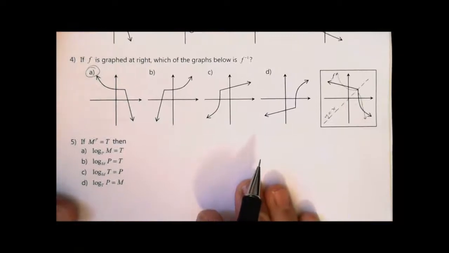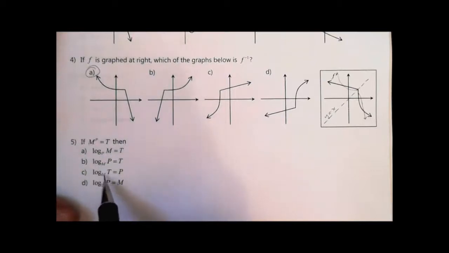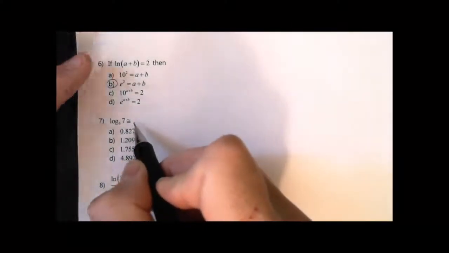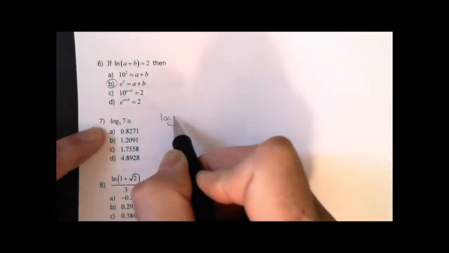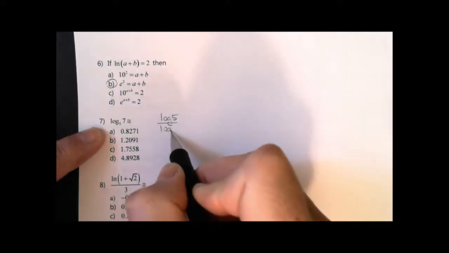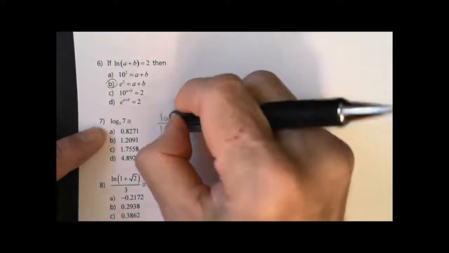Number 5 is a to the b equals c. So we would write it: the base is the same, so it would be either this one or this one, and it's log base m of t equals p. Okay, and again, another one. The base here is e, so we know it's going to be e squared equals a plus b. Now, for those people that have the newer operating system on their calculators, you can do this directly, but the old way just works just as well. And it would be log of 7.